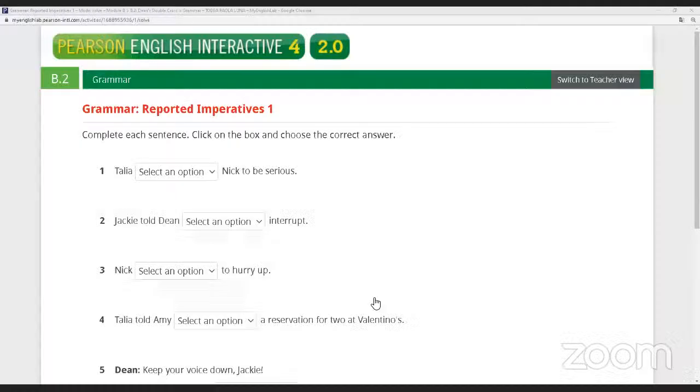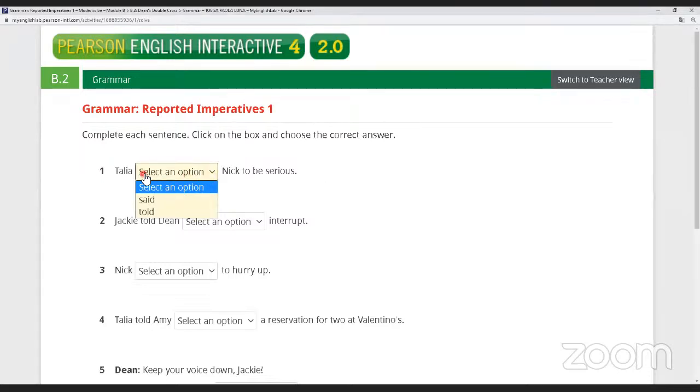Okay, where is it? So I'm going to share my screen with you, and once you can see it, just let me know. Can you see it? Yes. Okay, can you please read the instruction? Complete each sentence, click on the box and choose the correct answer. Okay.